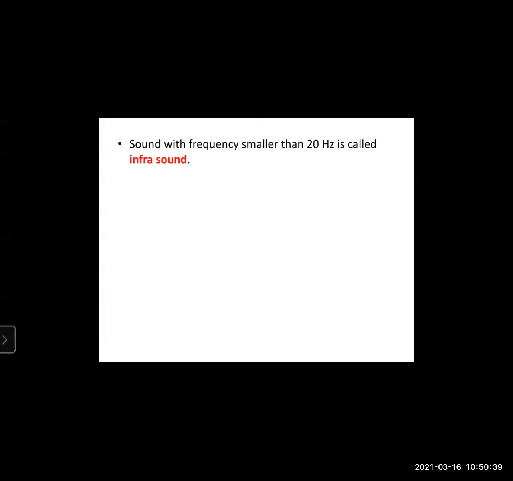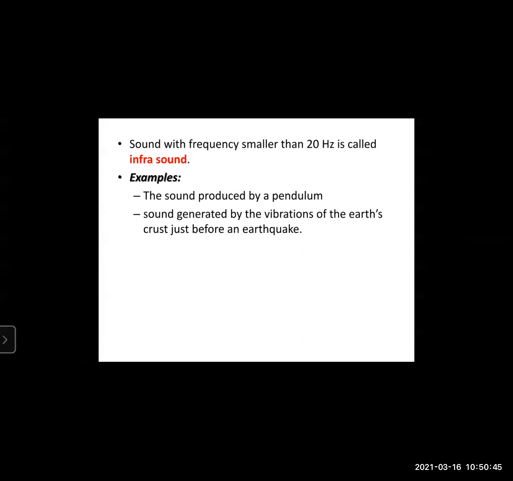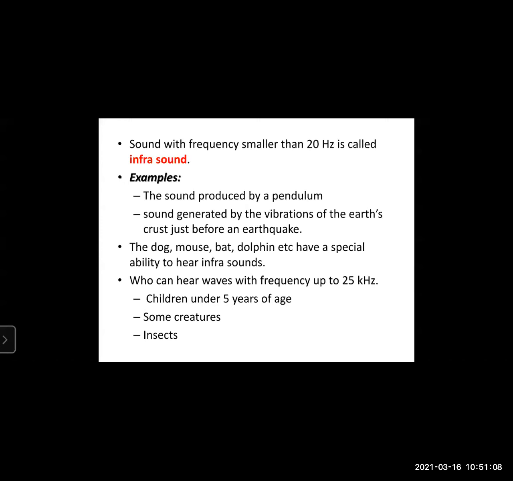Now, sound with a frequency smaller than 20 hertz is called infrasound, and it is observed in the sound produced by a pendulum and the sound generated by vibrations of the earth's crust just before an earthquake. It is also infrasound. The dog, mouse, bat, and dolphin are animals that have the special ability to hear infrasound. Who can hear waves with frequency up to 25 kilohertz? Children under 5 years of age. Some creatures, insects, can also hear frequencies up to 25 kilohertz.